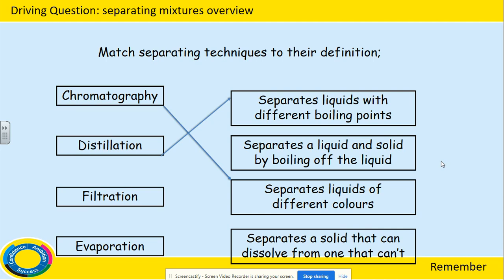Filtration, the very first one. What is filtration? It separates a solid that cannot be dissolved. So sand and water. We use the process of filtration to separate sand and water. And evaporation separates a liquid and solid by boiling off the liquid.